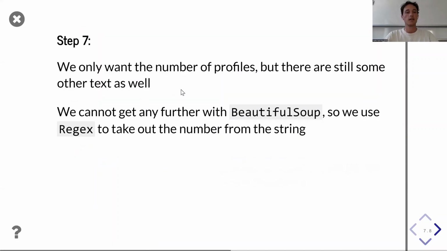We cannot get any further with Beautiful Soup because now we only have a string and we don't have any HTML code, which is what Beautiful Soup uses to parse the HTML string. So instead we can use regex to take out the number from the string. So you have heard a little bit about regex, and now I will show you how to take out a number from this string.